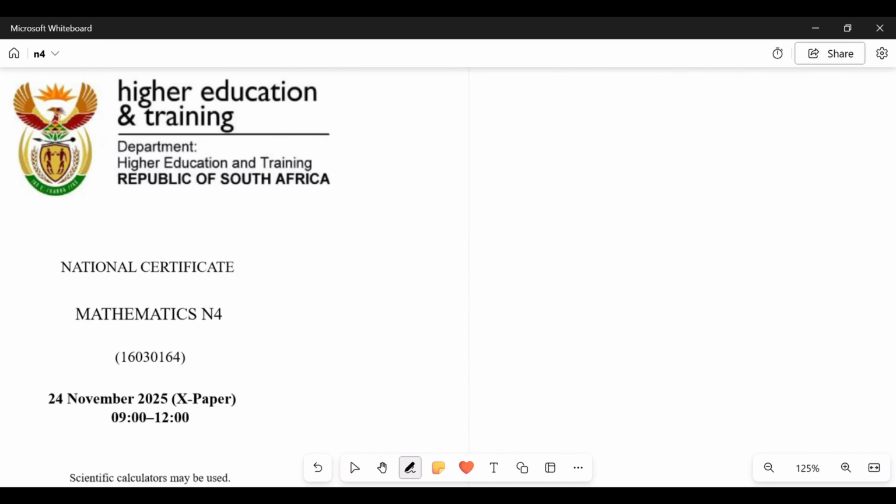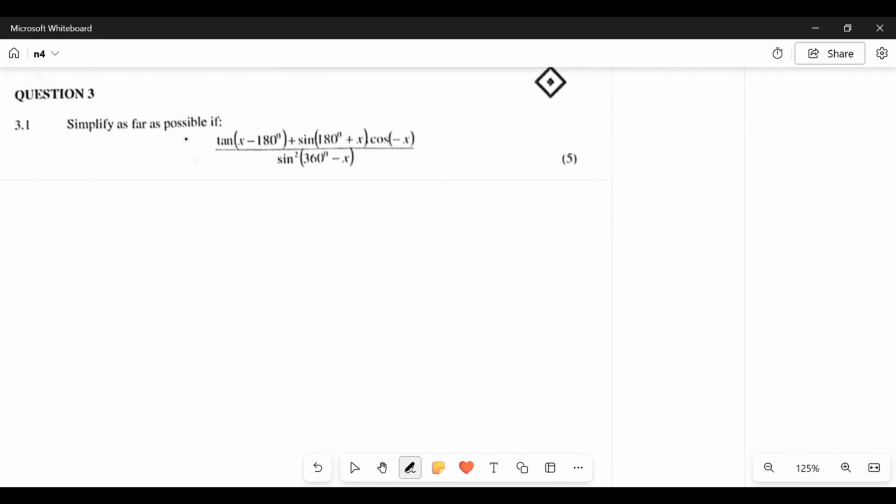All right, here is our question 3.1. Now, in this question, they want us to simplify as far as possible the given expression. Here, guys, we simplify the trigonometric ratios using methods to reduce and simplify further. In order to solve this problem, you need to know the CAST diagram when it goes forward and backward, or when it's clockwise and when it's anti-clockwise. So I'm going to write the CAST diagram here on our right hand side so that we can refer to it as we are solving this problem.